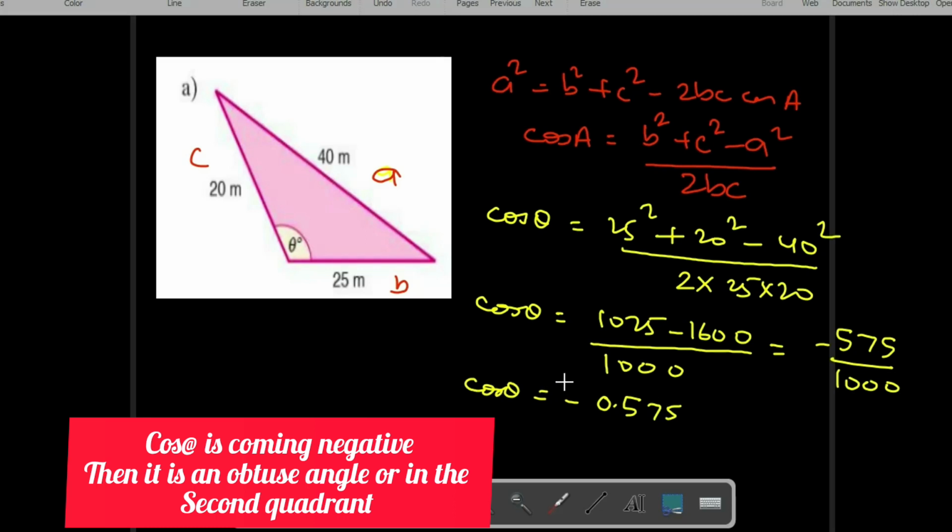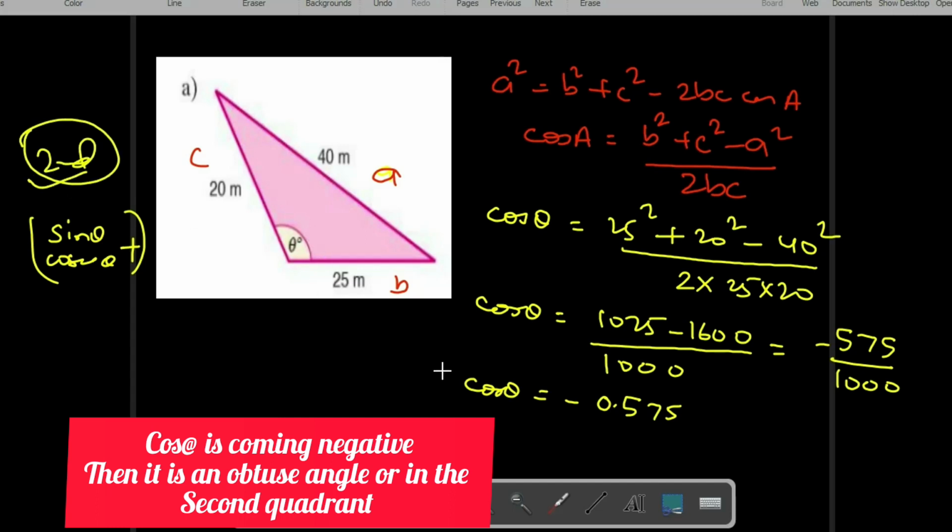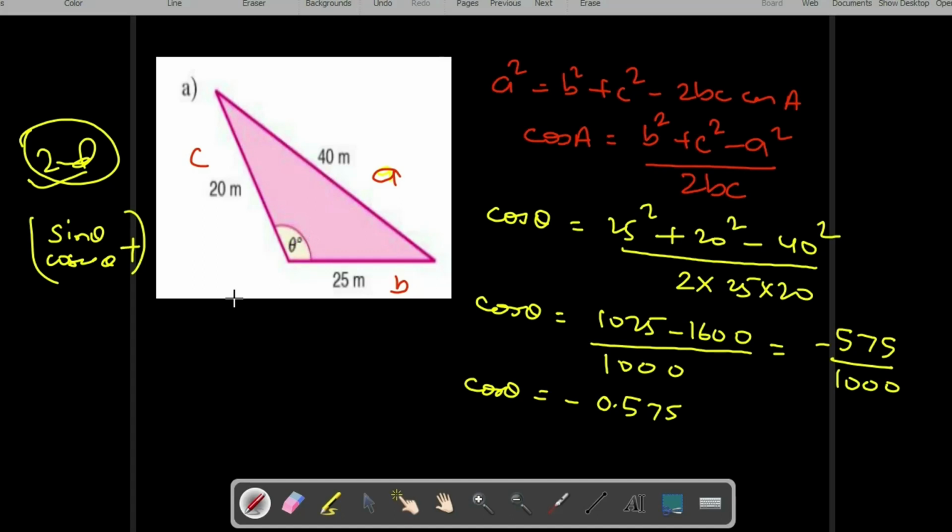Now cos theta is negative. All the trigonometric ratios are positive in the first quadrant. In the second quadrant, only sine theta and cosec theta are positive. That means cos will be negative. So if cos is negative, that means the angle is greater than 90 degrees, in the second quadrant. And from the figure also we can say it is an obtuse angle.